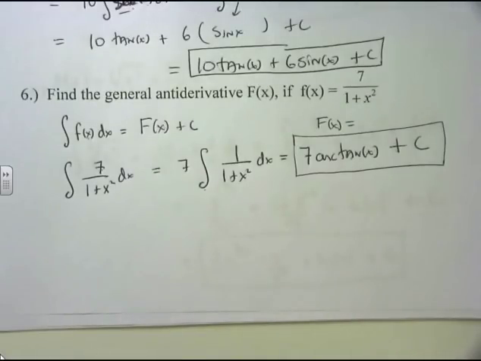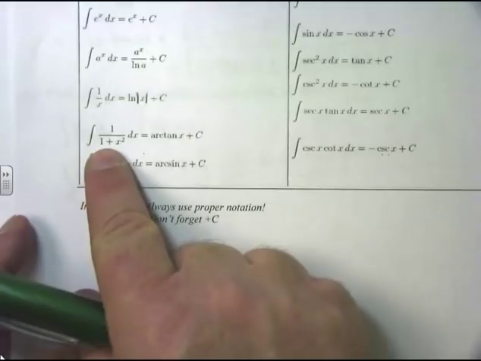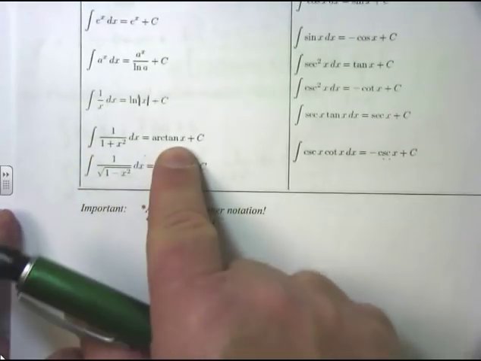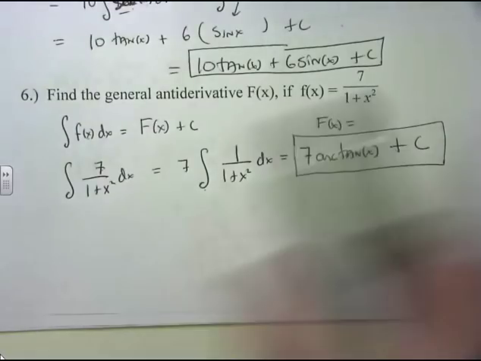Okay? And again, where that rule is coming from is right here. The integral of 1 over 1 plus x squared dx is equal to the arctangent of x plus c. Okay? And let's do one more, a little bit more elaborate type of problem that you guys can do, and that is this one here.